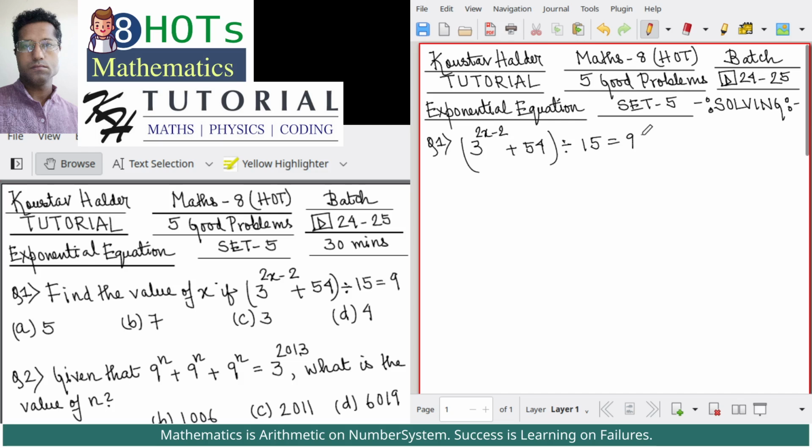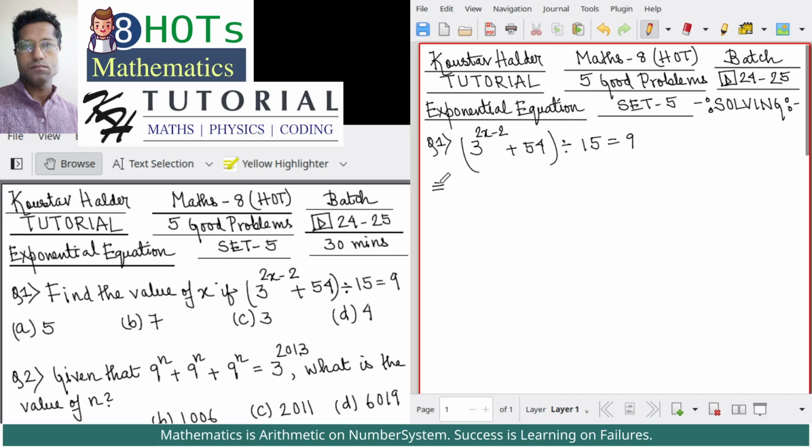But in this problem, on the left hand side, even though there is an exponential term, that is 3 raised to the power 2x minus 2, there is a plus 54 and divided by 15. So we have to first do the simplification of the addition and division operation.